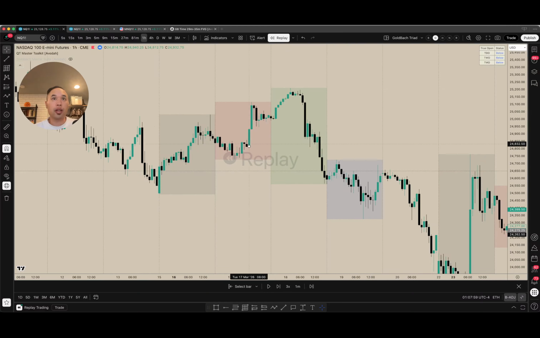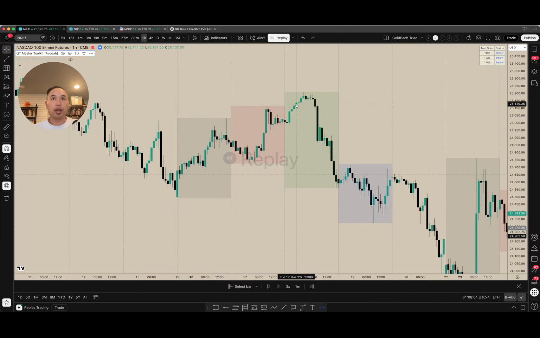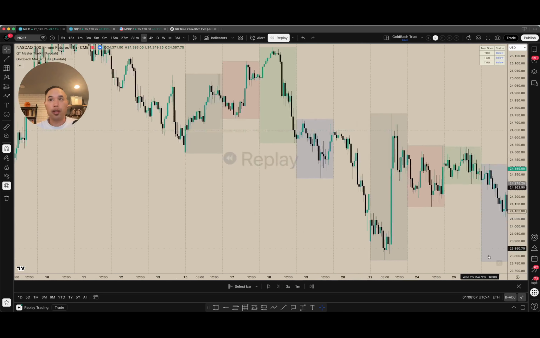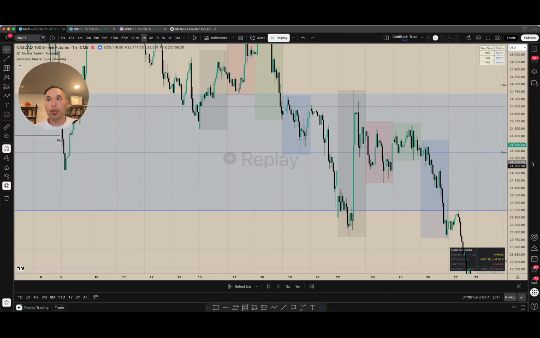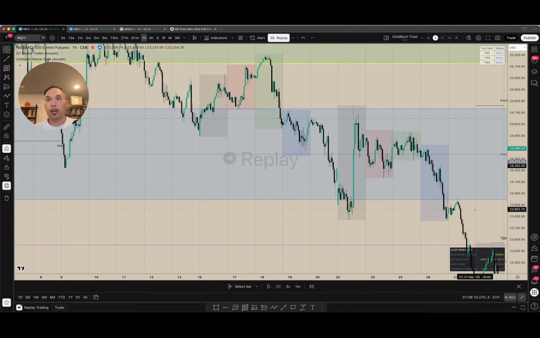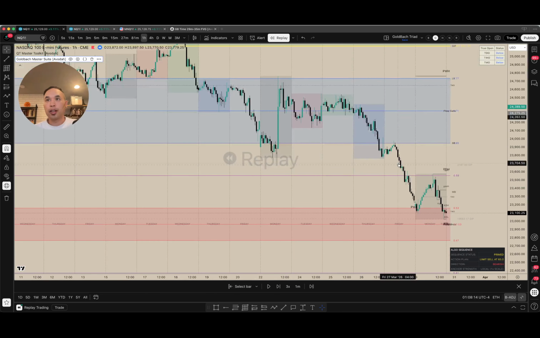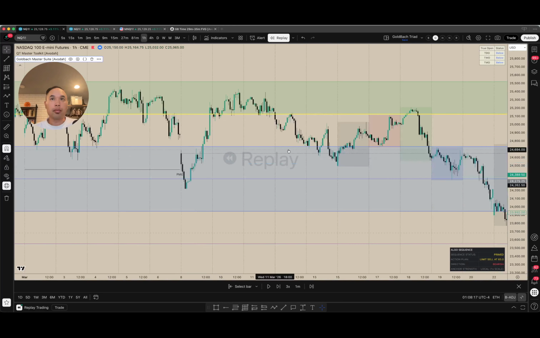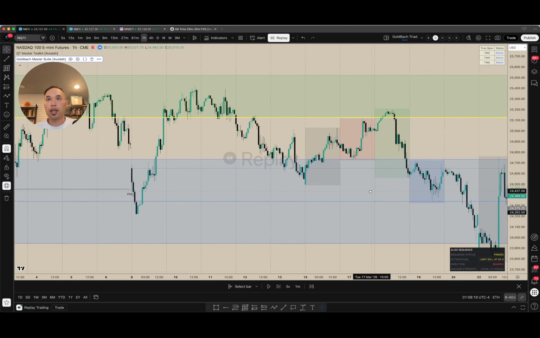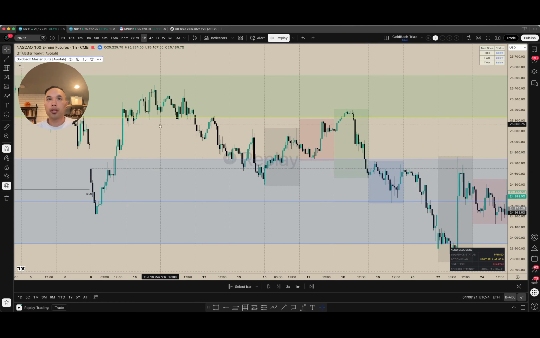And how can we actually tell if price is going to do that with Goldbach and quarterly theory? That's what I want to dive into next. So let's turn this back on. I just want to go through a brief overview of market maker buy and sell models without getting super deep into it. Within this market maker sell model, in this case, well, this is a bottom buy model up here. We took out these buy stops up here, and then we went back down.